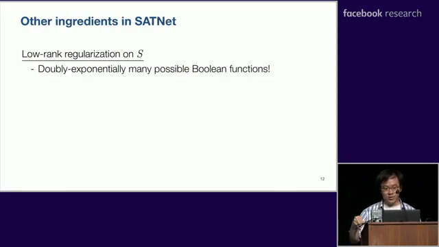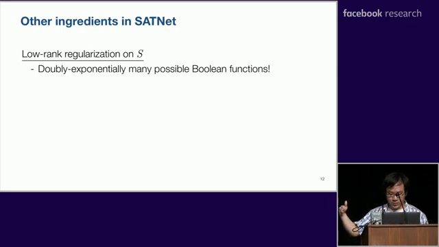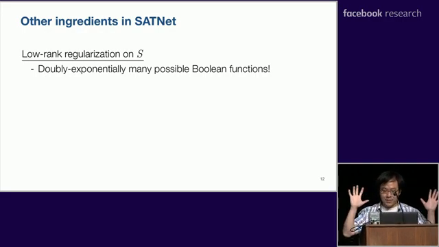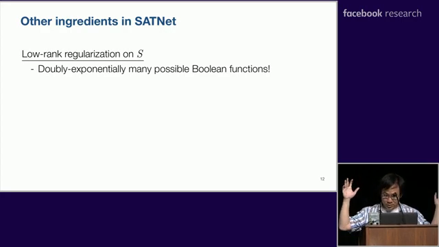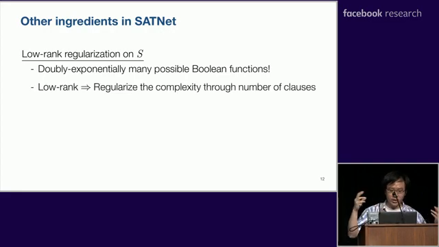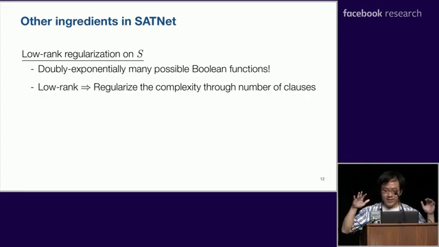In practice, there are additional ingredients that are important to be aware of to make the SATNet work. For example, we can train the clause matrix S to be low rank to regularize the training procedure. The reason for the regularization is that there are actually doubly exponentially many possible Boolean functions considering the input and output of the SAT solver. We usually prefer simpler functions which can be implemented by fewer SAT clauses to prevent overfitting. The low-rank regularization on the S matrix actually corresponds to regularizing the number of clauses in the SAT problem.